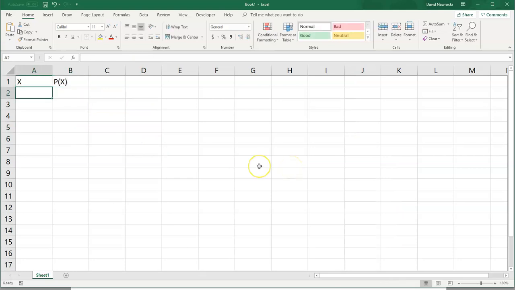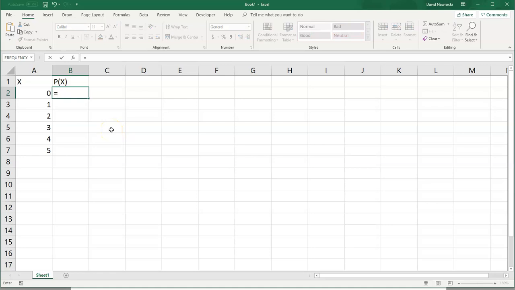Now X is going to represent the number of late flights in a day. So that can vary from 0 to 5 because there are at most 5 flights in a day. Now what's going to go in this cell is the probability of getting 0 successes in 5 trials. In other words, getting 0 late flights arriving on a day.